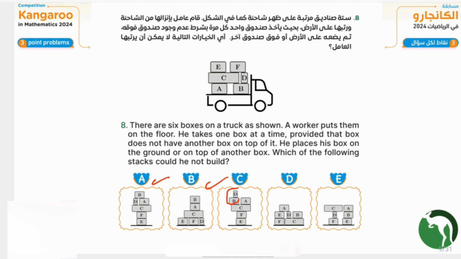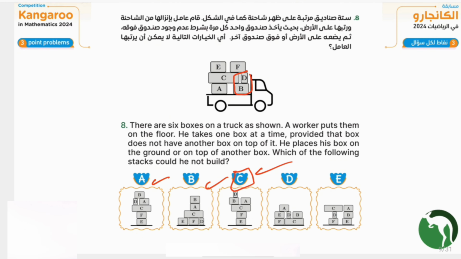So here in this part we have B under D as in the track here, but when he places them on the ground or on top of another one, this order should be the opposite, replaced. It should be like B under it, D. Because here we have the same order as in the track, so C is the correct answer. So this one cannot be correct, and C is the correct answer.